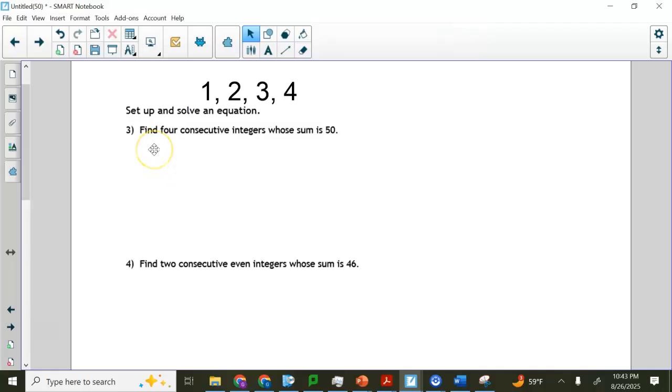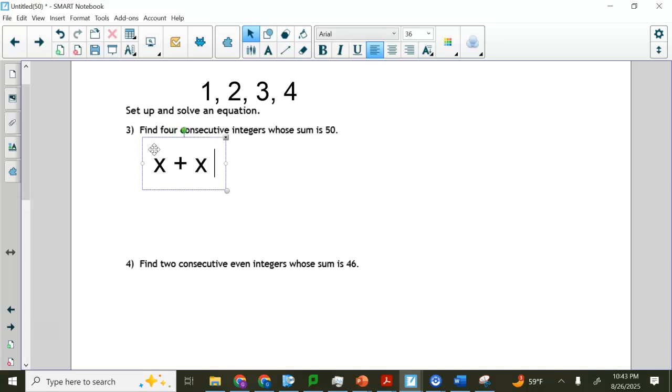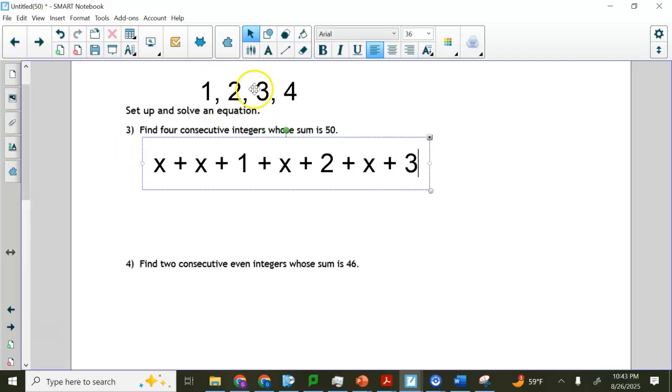So one way we can solve this is to call that first integer x, and then add it to the next one. So we have to go one more than x. The second one would be called x plus 1. And then the third one would be called x plus 2. And then the fourth one would be called x plus 3. So that this last number here, if we look at our example 4, was 3 more than the first number. And then we want it to equal 50.